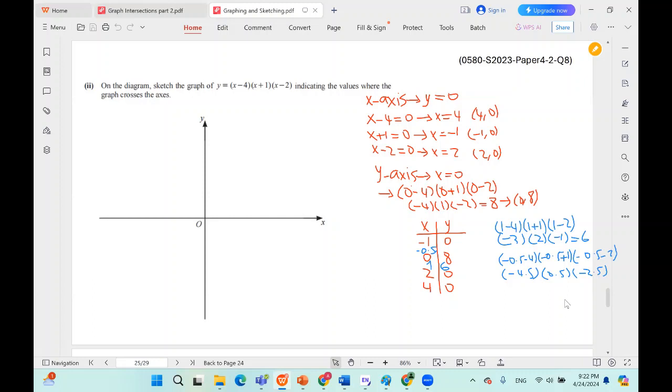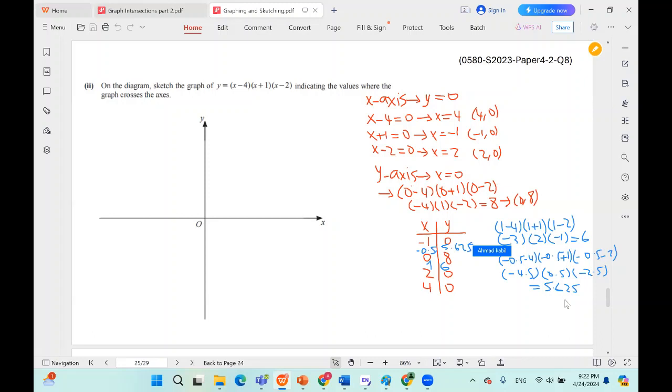So negative 4.5 multiplied by 0.5 multiplied by negative 2.5. This gives us 5.625. So it's a long decimal. We generally don't like that while sketching, but it should give us a rough idea of where the point is. So this is 5.625 here.